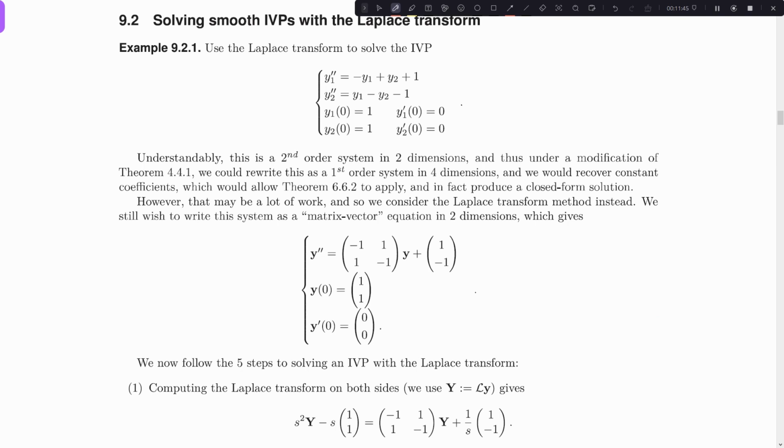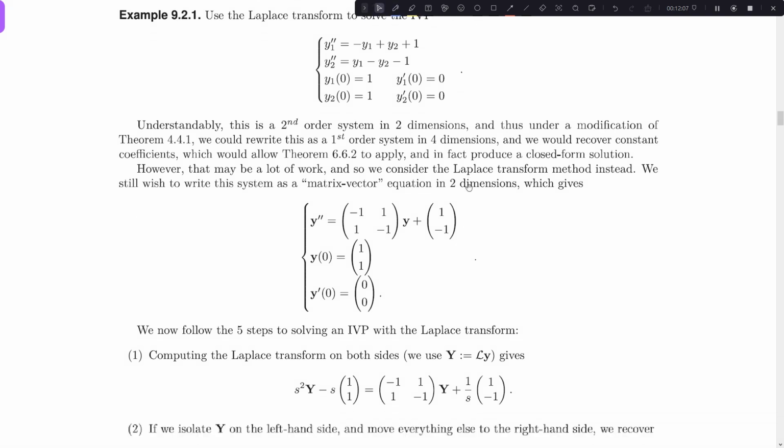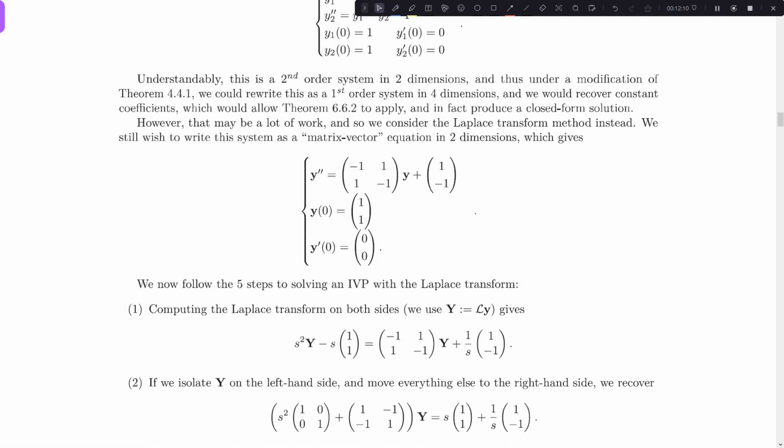I then want to, by following steps, isolate capital Y. At this point, what I want to do is everything I can to isolate capital Y. It shouldn't be that hard to convince yourself that the way to do this is to move every term with capital Y to the left-hand side. And you'll notice instead of putting a negative in front of the matrix, I brought it inside of the matrix.